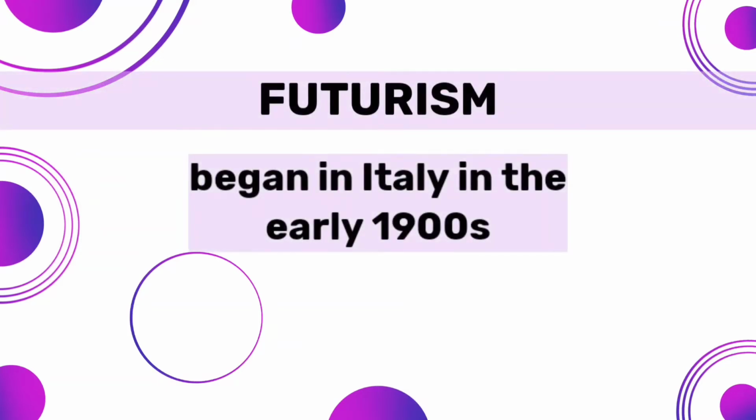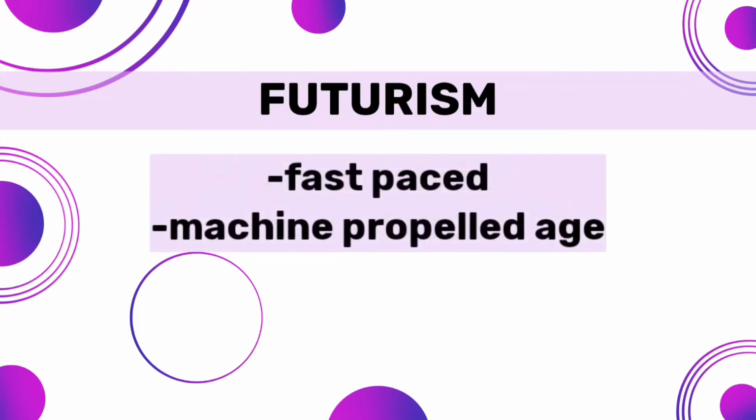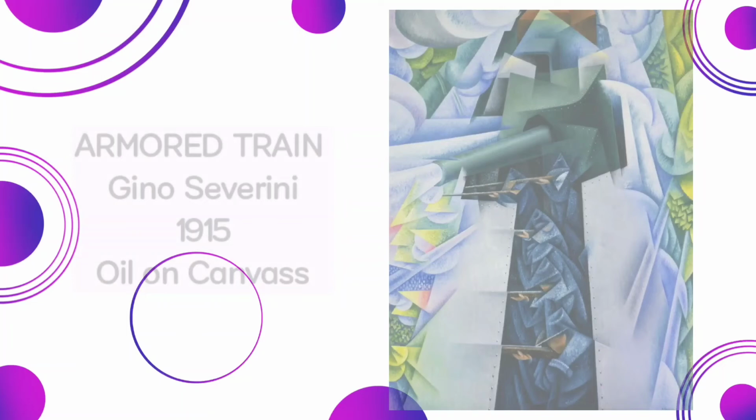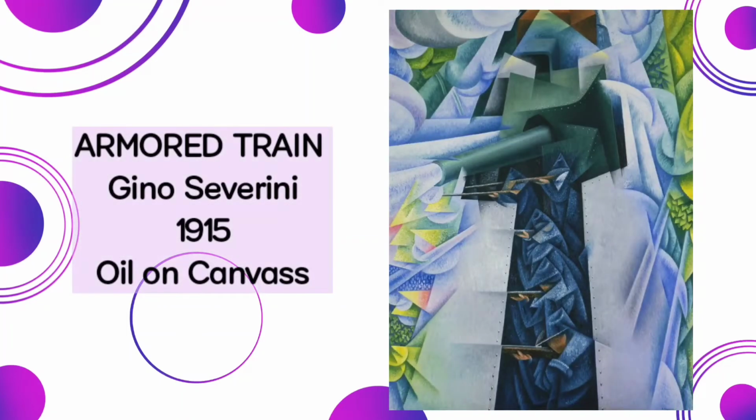Futurism. The movement known as Futurism began in Italy in the early 1900s. As the name implies, the Futurists created art for a fast-paced, machine-propelled age. The artists from this movement admired the motion, force, speed, and strength of mechanical forms. Their work depicted dynamic sensations of all these, as seen on the artwork of Gino Severini entitled Armored Train.